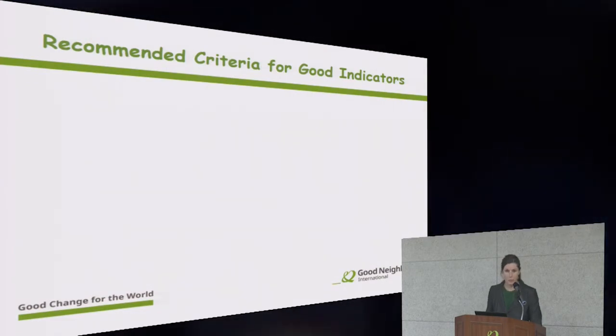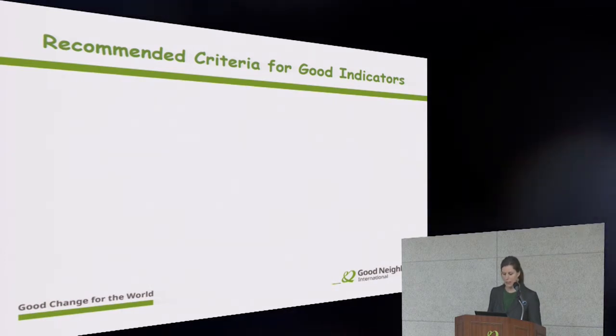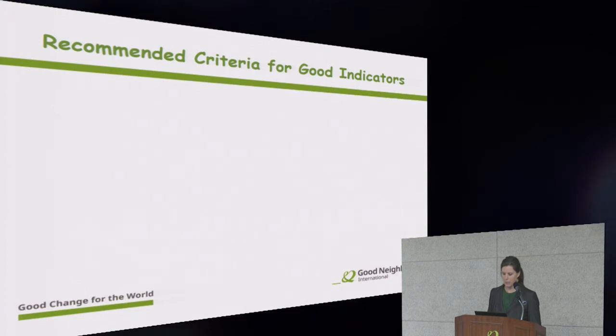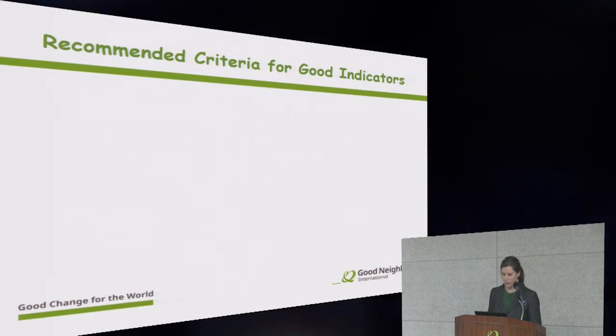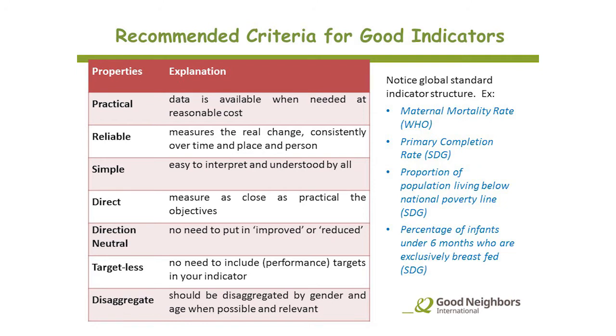So in addition to being SMART, there are other criteria that can help make for better, stronger indicators. And here are some additional recommended criteria. So indicators should be practical. Data should be available when it's needed at a reasonable cost. Indicators should be reliable, which means they should measure real change consistently over time and place and person. They should be simple, so everyone should be able to understand them easily. They should be direct. They should measure as close as possible to the objectives.